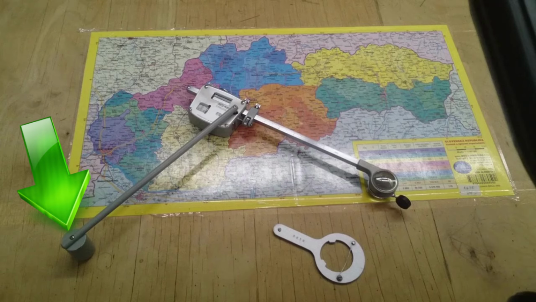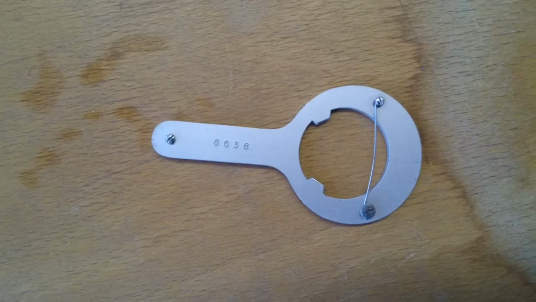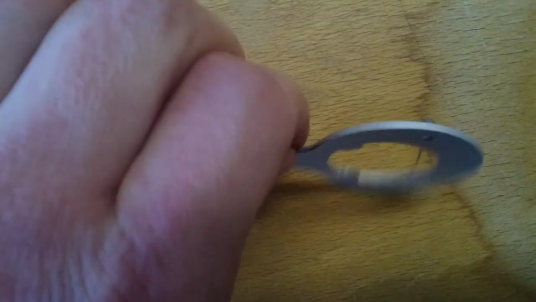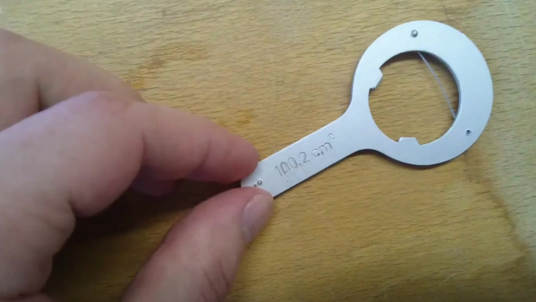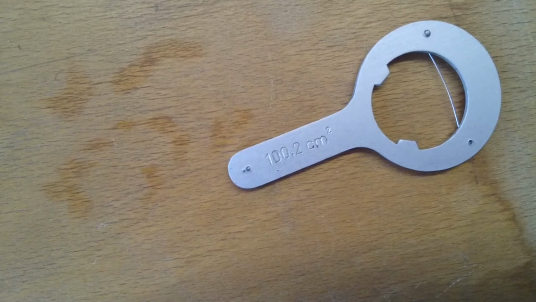If the pivot point of the anchored pole arm lies outside the measured area, we use this relationship for the unknown area S. You can see that this unknown area S is proportional to the number of revolutions N of a wheel at the bottom of the planimeter. If you want to know why this relationship holds, watch the end of this video. The reference area S0 is located on the back of the calibration bar. For this bar, the reference area S0 equals 100.2 centimeters squared.